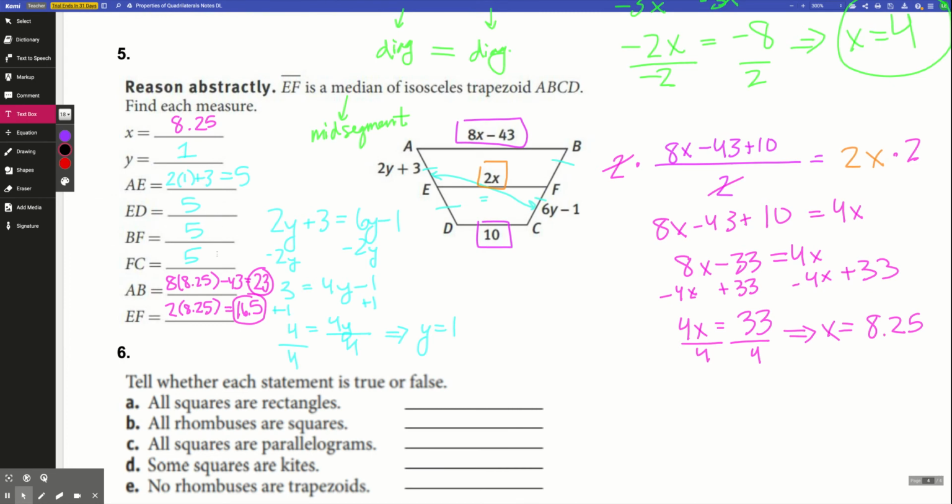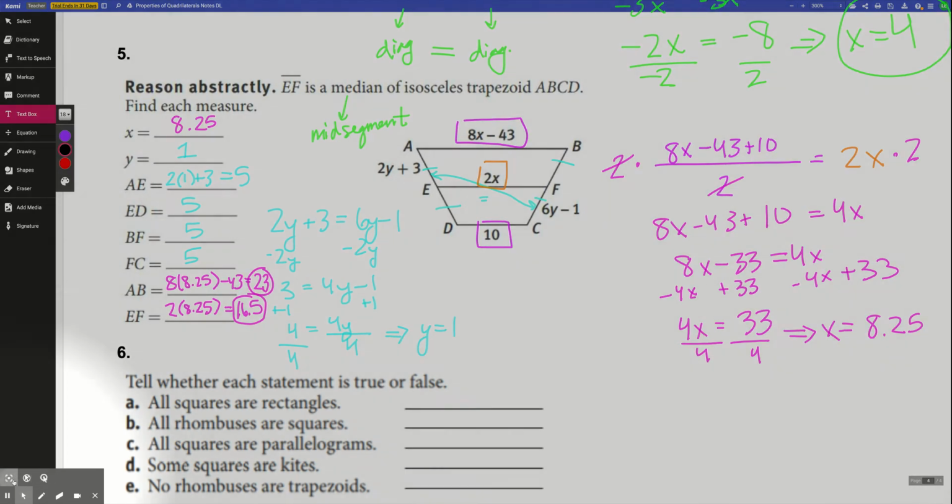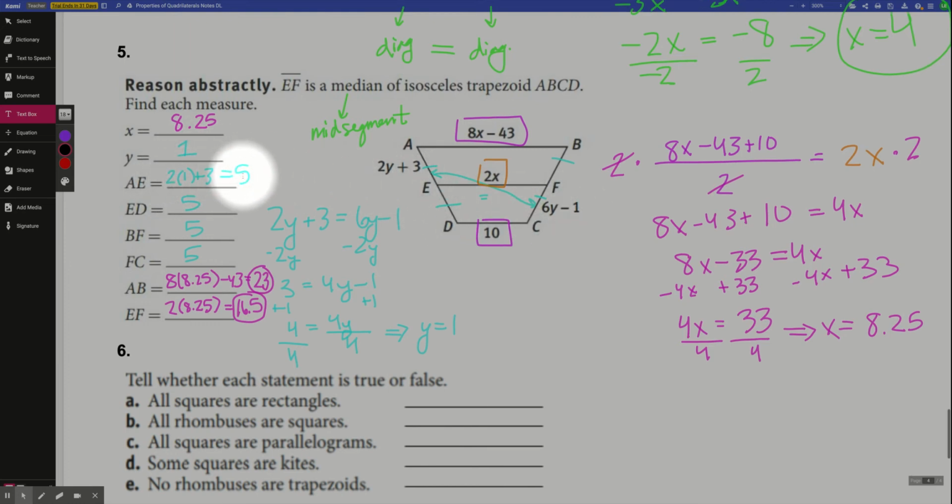Then for the middle portion here, the one that I solved in blue, I set these two equal to each other and solved for y. So I subtracted 2y from both sides, added 1 to both sides. I ended up with 4y equals 4 and got y equals 1. Then all I did is I plugged y back into just one of these expressions. You don't have to do it for both because you'll get the same thing either way. So 2 times 1 plus 3 is 5, which means all of those segments, AE, ED, FC, and BF, have to all equal 5 because they're all congruent.